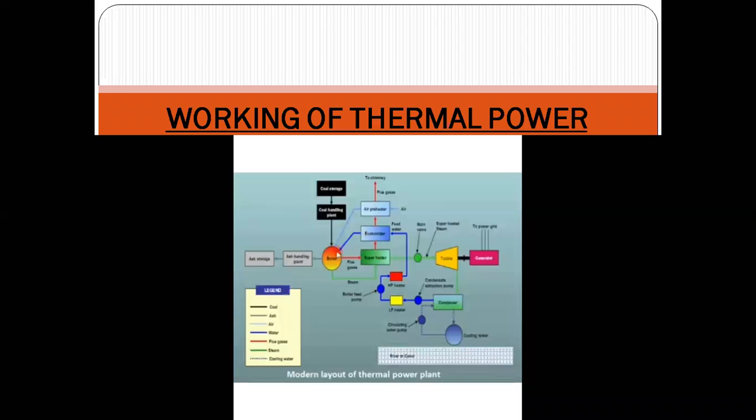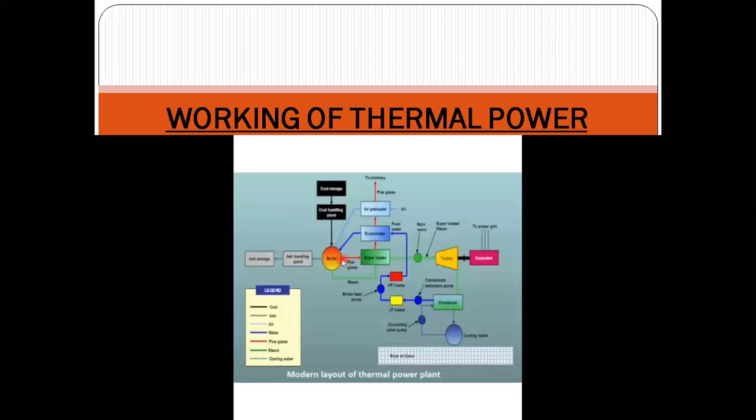Now when the fuel is burned, after the combustion of the fuel, the ash is generated. This ash comes to the ash handling plant and finally goes to the ash storage. So this is all about the ash and coal handling plant.